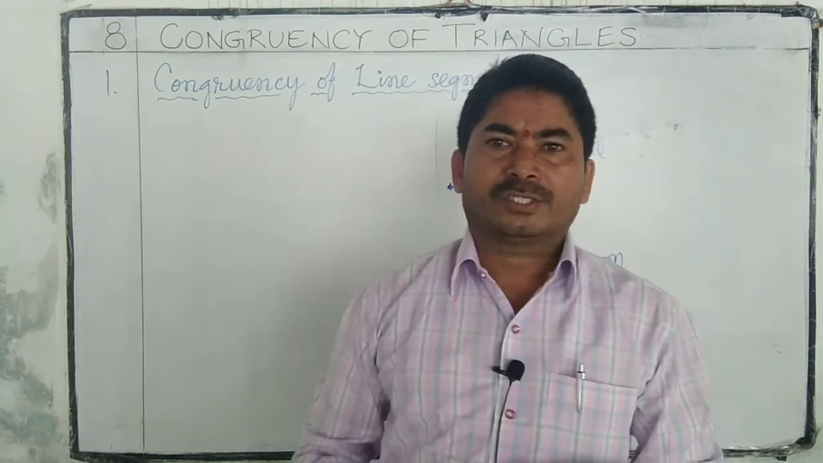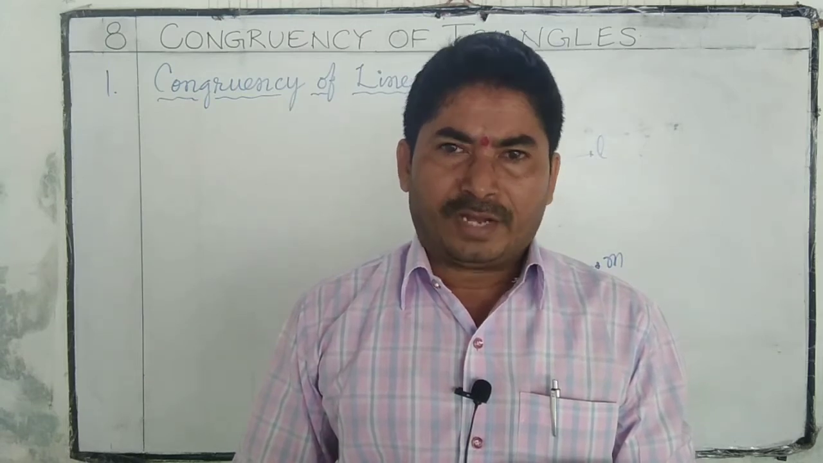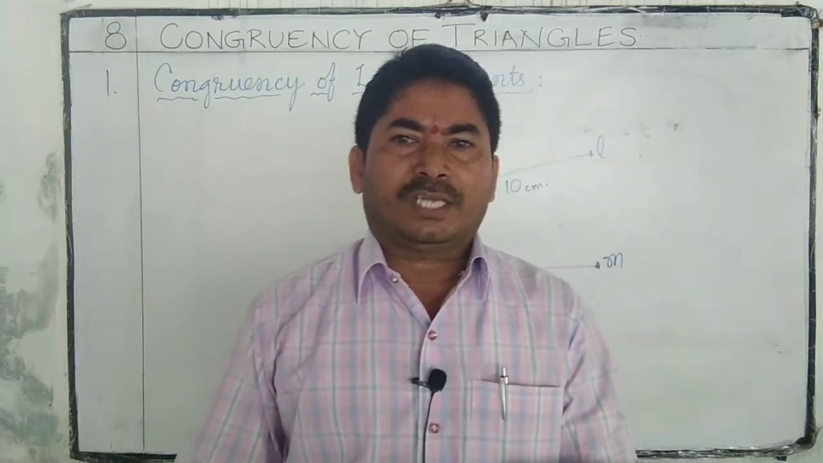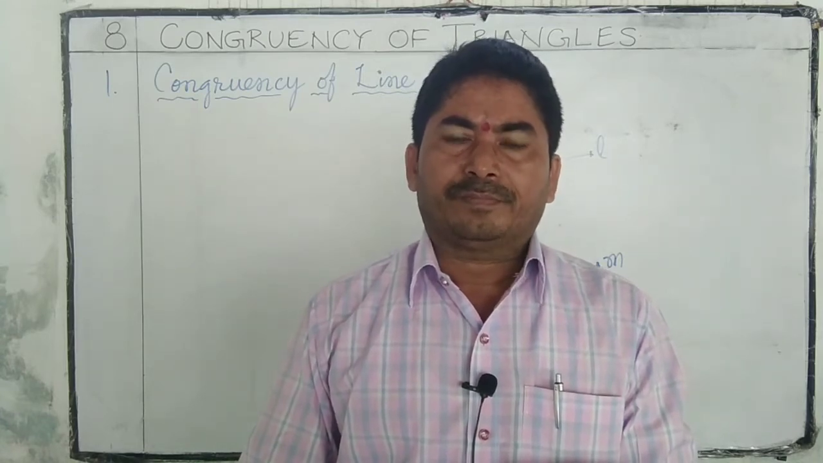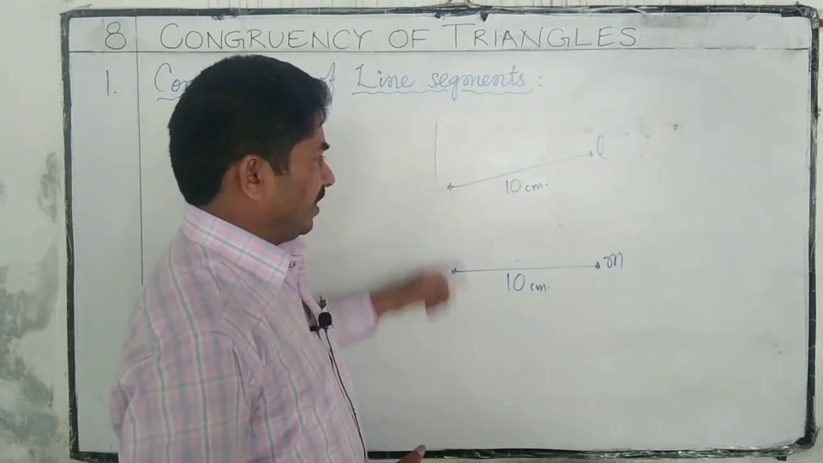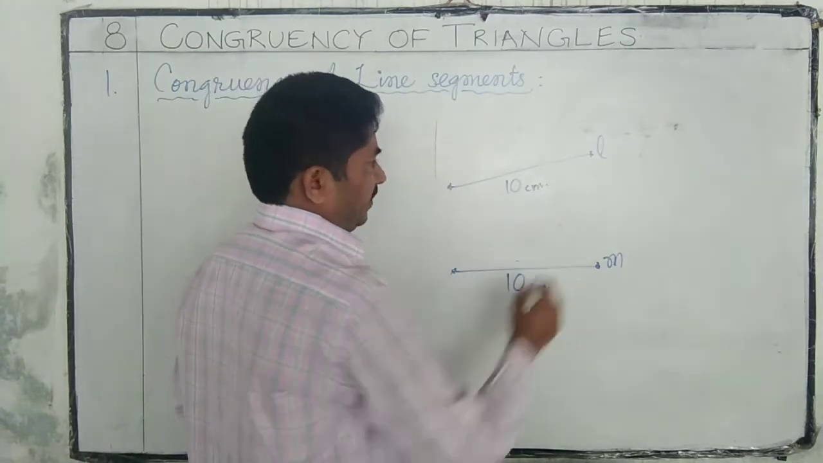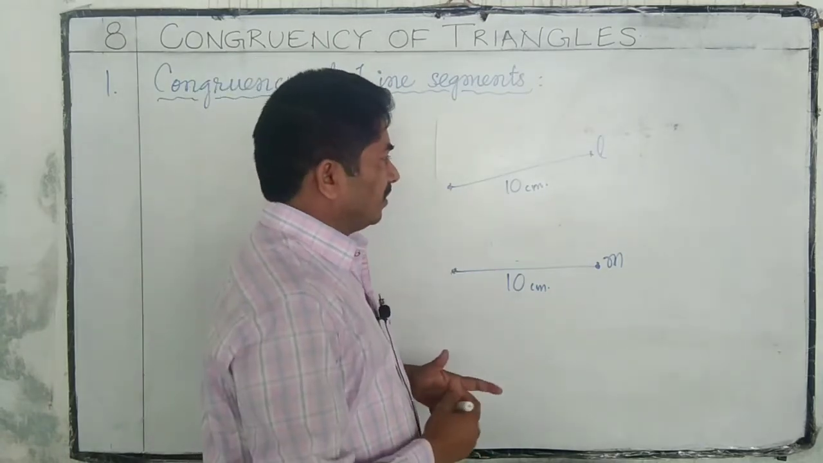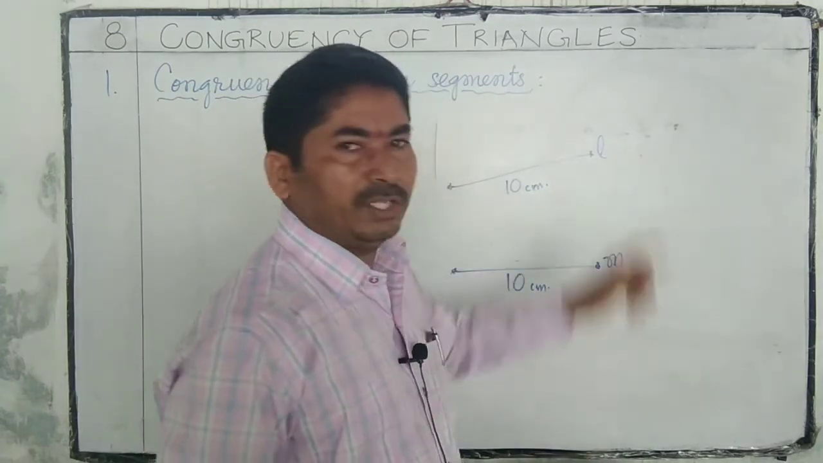Congruency of line segments. Line segments have only one dimension, that is length. So if two line segments have the same length, then they are called congruent. For example, here we have two line segments, 10 centimeters and 10 centimeters. So these two are congruent, because a line segment has only one dimension, that is length.